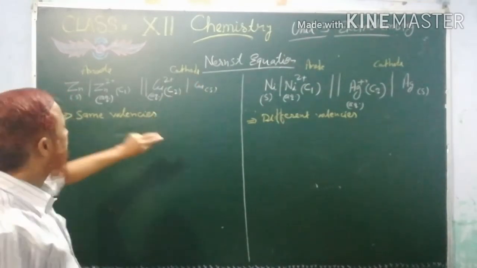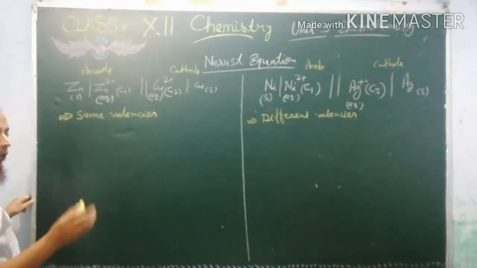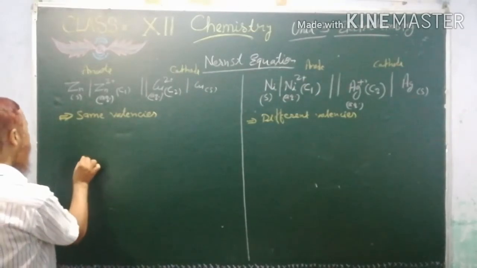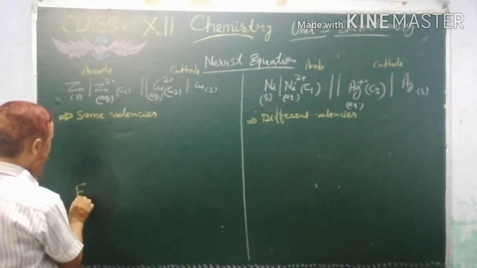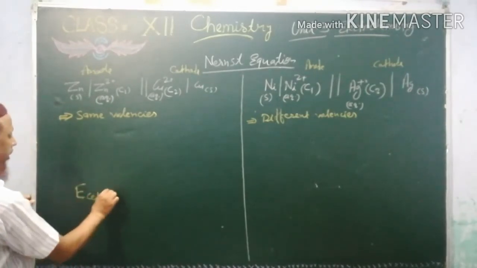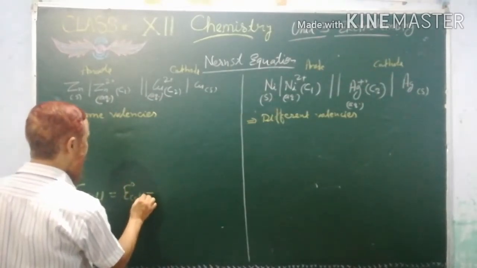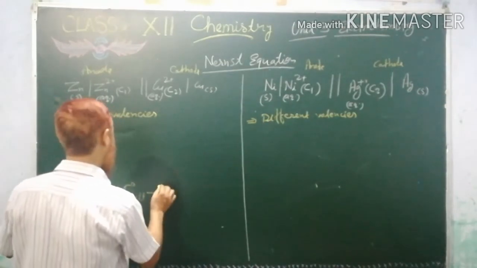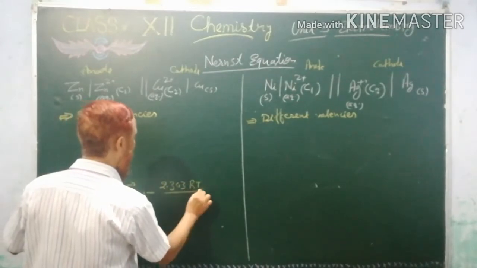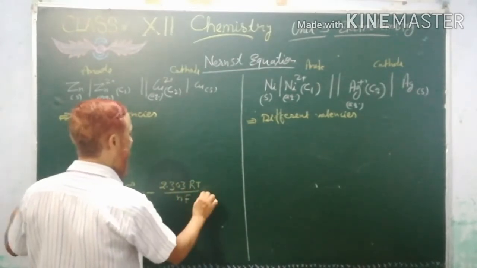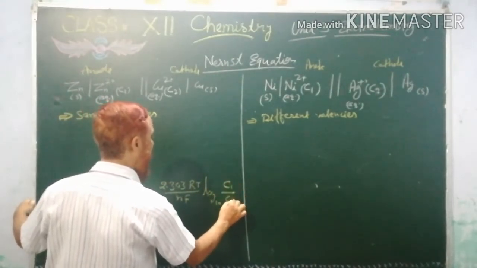But one more thing, suppose if cell is given here like this, then for the Nernst equation to calculate the EMF of the cell, means E of cell equals E naught cell minus 2.303 RT upon NF log base 10 C1 upon C2.